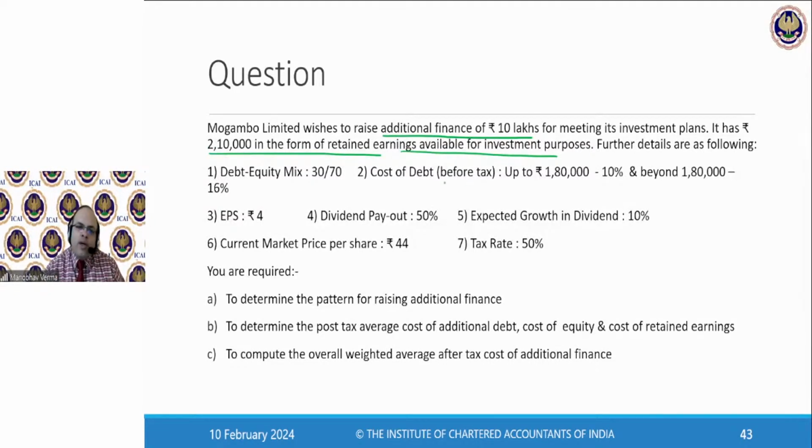So, we're talking about a debt equity mix of 30/70. Cost of debt up to 180 is 10%, and beyond 180 is 16%. Do you agree this is exactly the same as what we did just now? How many of you agree with me?